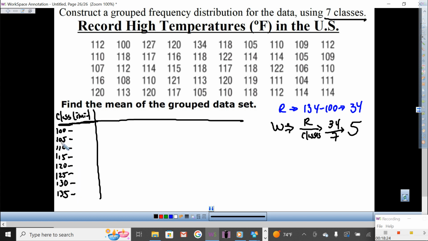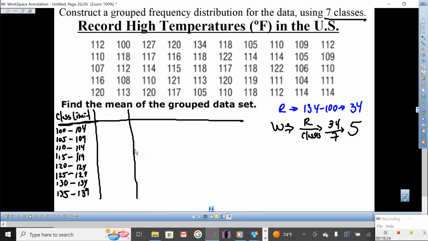So to get started over here is one less from the second class, right? So the second class starts at 105, so right here it's what? 104. This one is 109. This one is 114. This one is 119, 124, 129, 134, and 139. Next, tell your neighbor what to label the next column.